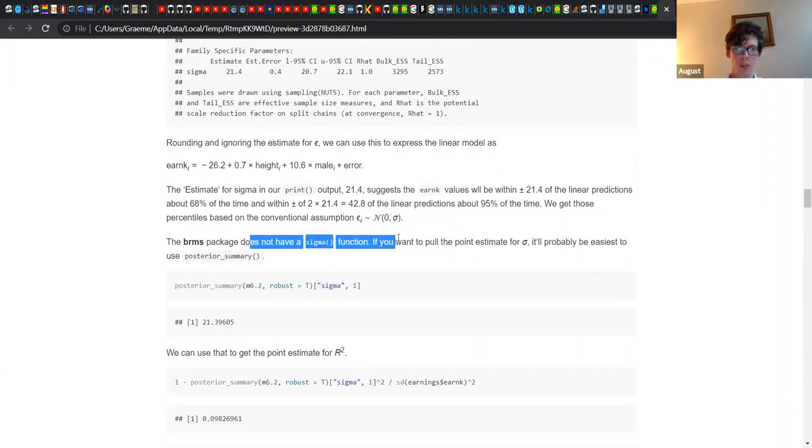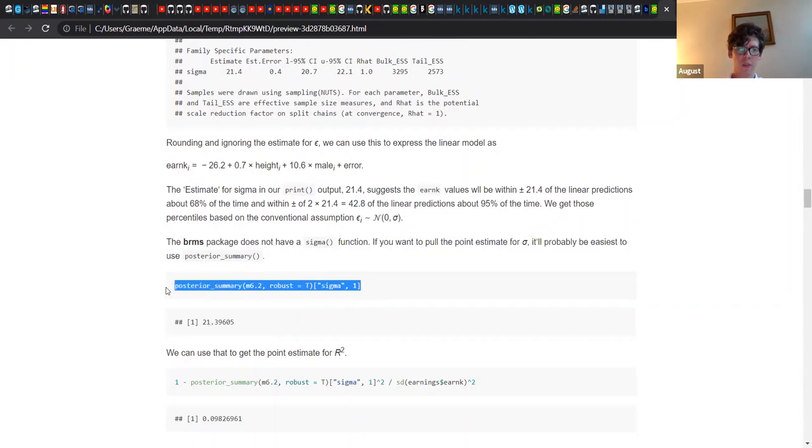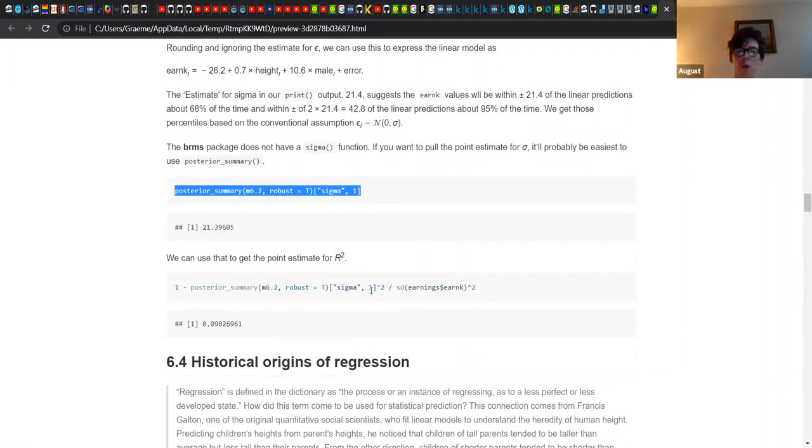Does not have a sigma function. If you want to pull out the point estimate, it would probably be easiest to use the posterior sum. That's not easy. So that is the sigma. Oh, that's to pull out the sigma value. Oh, and this is really important.